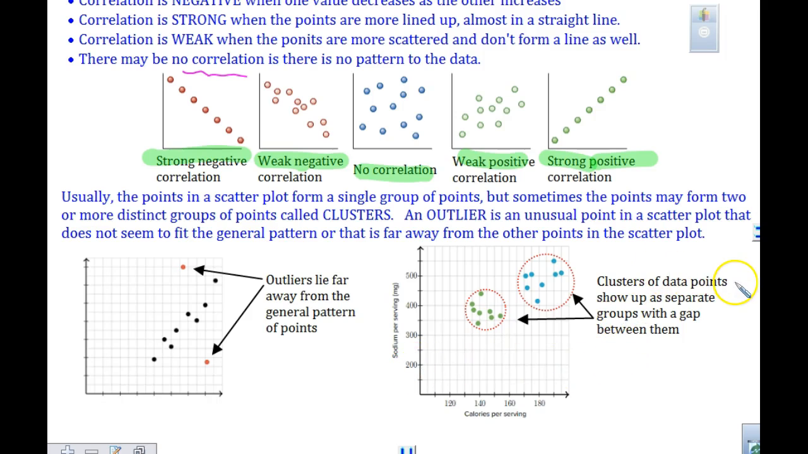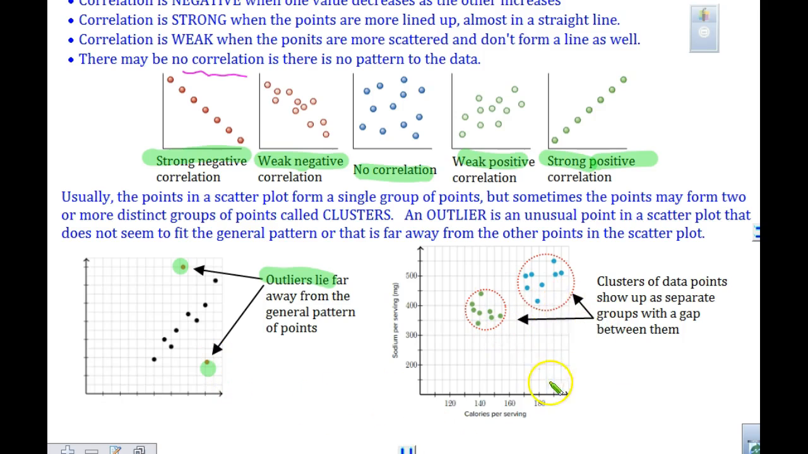An outlier is an unusual point in a scatter plot that does not seem to fit the general pattern or that is far away from the other points in the scatter plot. So in this one, our outliers would be these 2 points. This data is all in a nice straight line, and these 2 are way out of that. They're not in that same pattern.